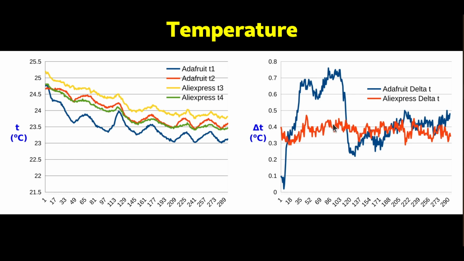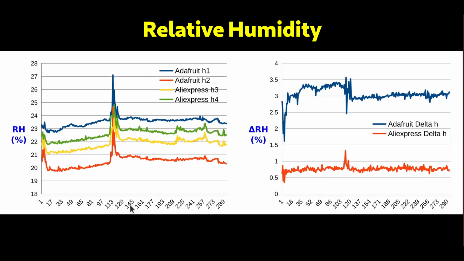The AliExpress has better consistency, around 0.4, as you can see here. I wouldn't say they are more precise because I didn't have a lab device to measure the exact temperatures. I could say they are more consistent. If your application needs the temperatures of different points to control, for example, a fan, then they are better to use. Now let's check on the humidity.